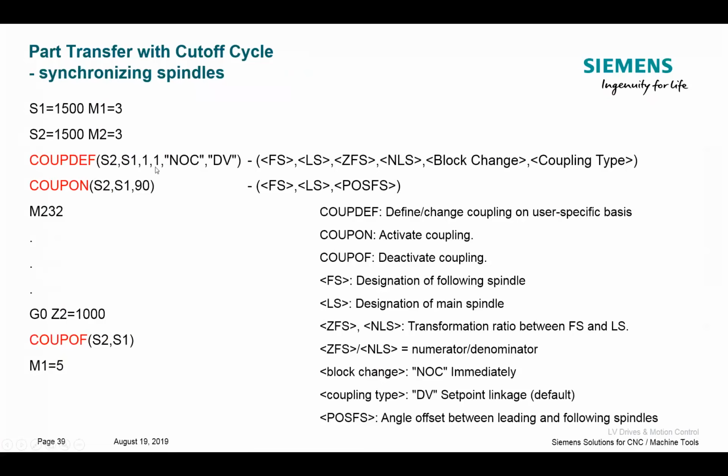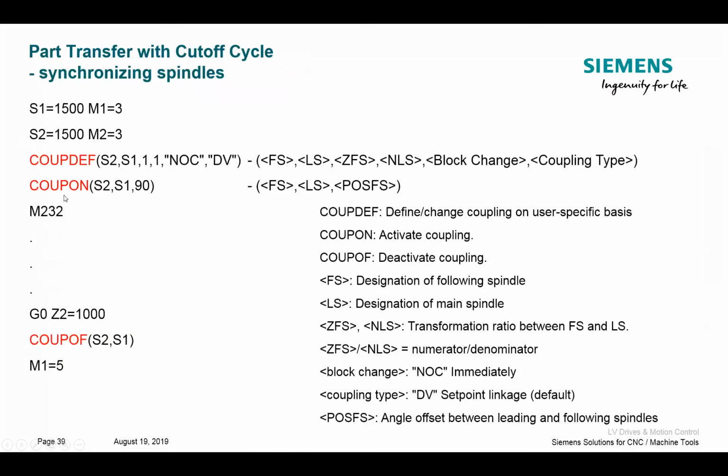But if there was some kind of ratio difference for them to couple, that when spindle 1 goes 1,000, spindle 2 is only going 500, then I would have to add what we refer to as the numerator and the denominator here. The knock command, honestly, I've never really used any of the other equivalents to it. It just says that I can execute this immediately instead of delaying. And then same thing for this set point linkage. The default is DV. It's a coupling type strategy. Again, I've never seen an application to use one or the other. So I always use knock and DV in the definition command.